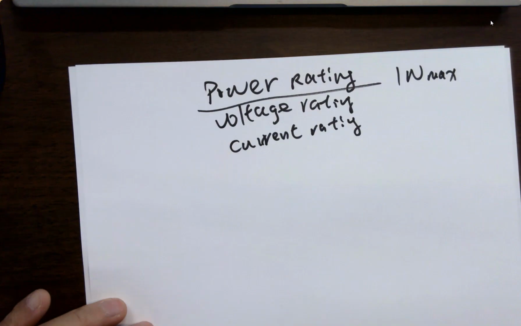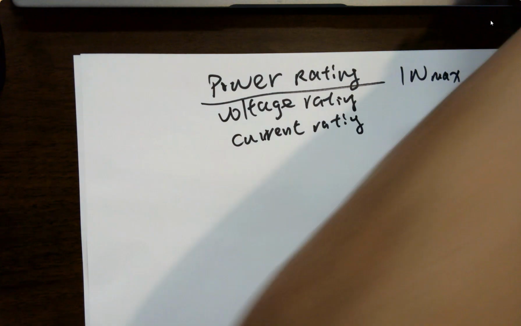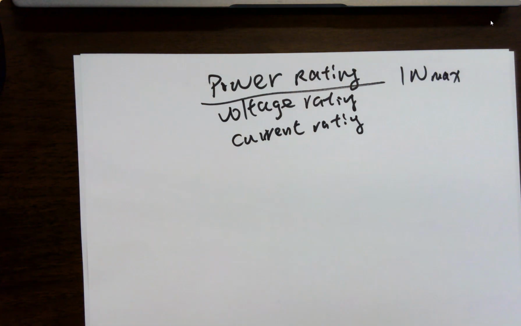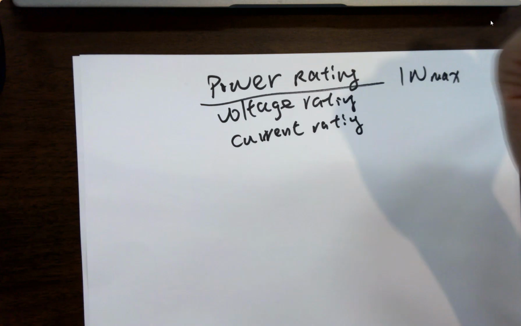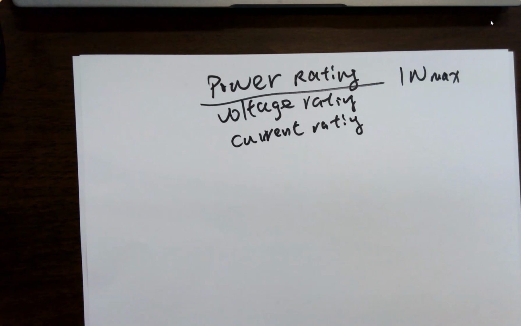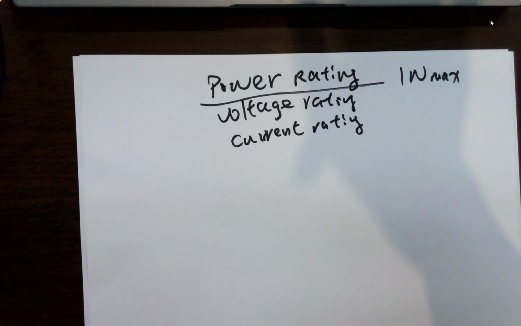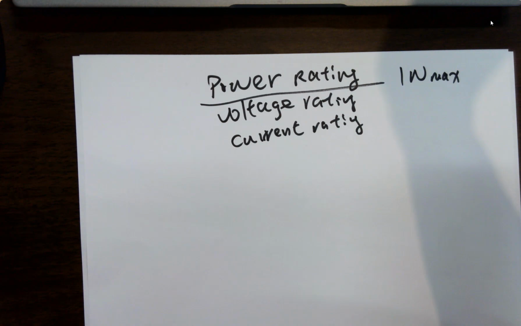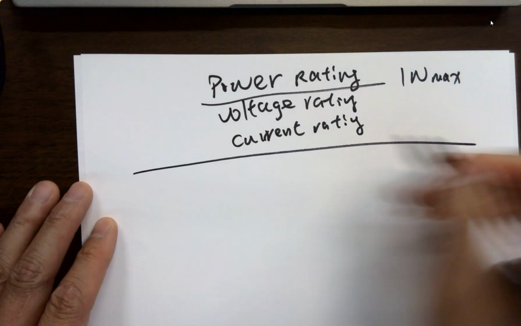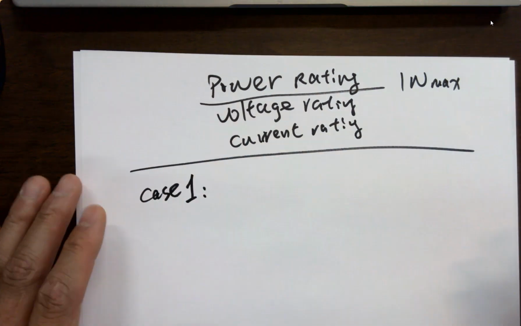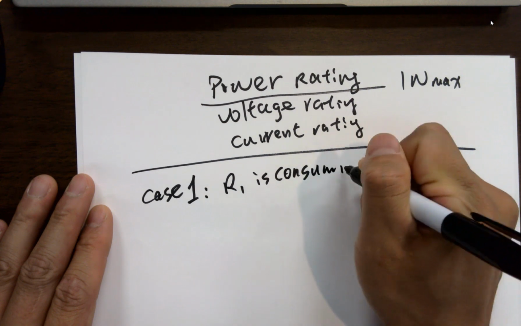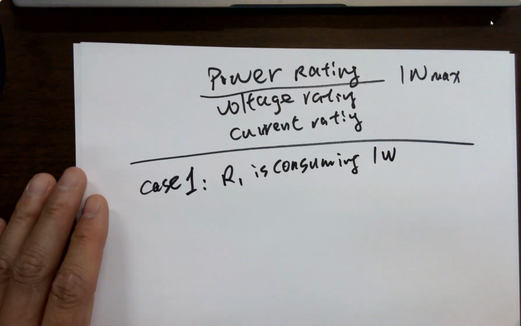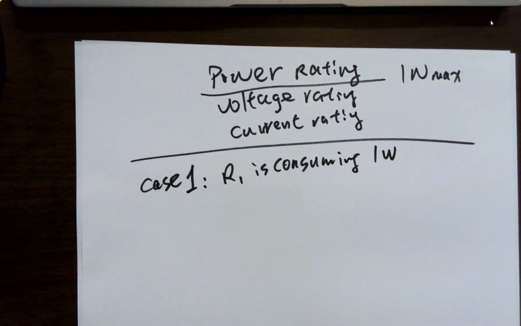Because it's unlikely both resistors are hitting that power rating at the same time, we can assume one of them is consuming 1 watt, and then we calculate the current, then find out the other resistor, and then we assume another one for case 2, and see which of the 2 results makes more sense. So if we do case 1, we can assume, for example, R1 is consuming 1 watt. Let's assume it.